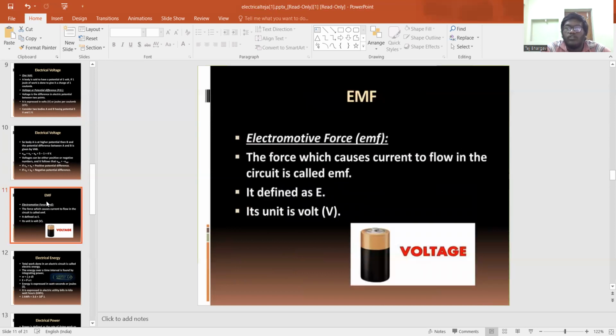EMF, electromotive force. The force which causes current to flow in the circuit is called EMF. It is denoted as E. Its unit is volt. EMF is nothing but the electromotive force which causes the electrons to flow in a circuit, like in a wire.